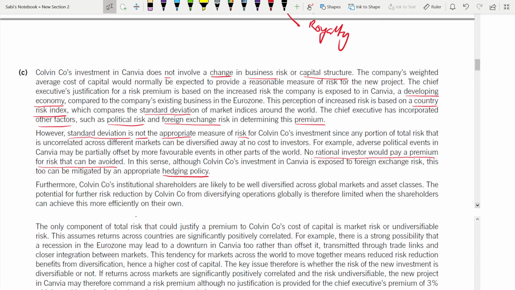Okay. And they are also saying developing country, based on what? Country risk index. But they are measuring what? Standard deviation. Even standard deviation is not an appropriate measure of risk. So one by one, there are three risks they told about, and all three risks they are saying are not valid.